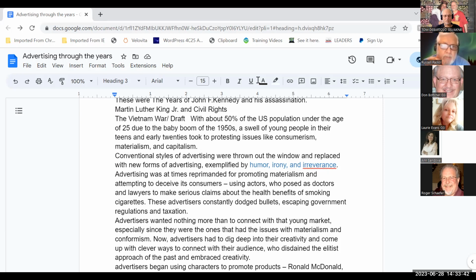This swelled young people up in their teens and early 20s, and they took to protesting issues like consumerism, materialism, and capitalism. Now, they also protested the draft at that time because when you turned 18, you had to apply for the draft, and Uncle Sam would send you a draft card.